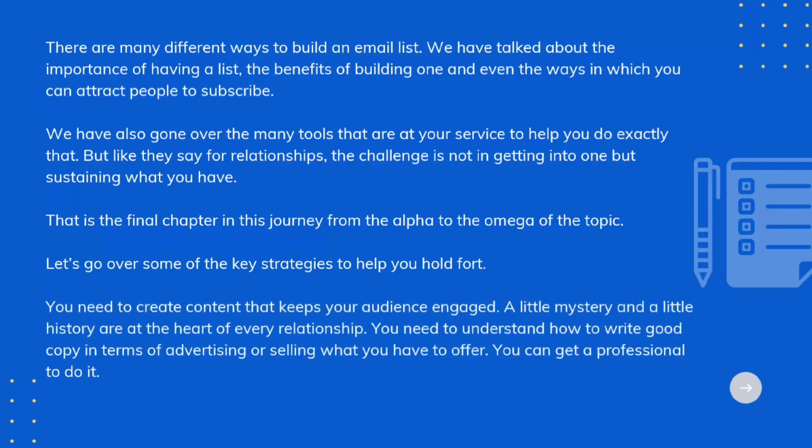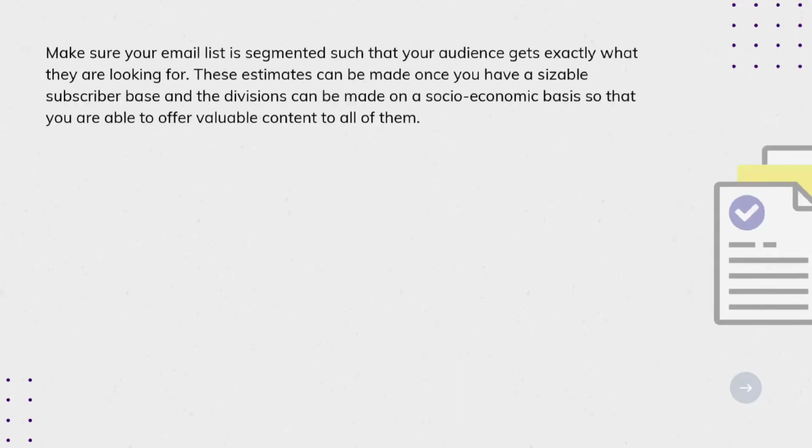You need to create content that keeps your audience engaged. A little mystery and a little history are at the heart of every relationship. You need to understand how to write good copy in terms of advertising or selling what you have to offer. You can get a professional to do it. Make sure your email list is segmented such that your audience gets exactly what they are looking for. These estimates can be made once you have a sizable subscriber base, and the divisions can be made on a socioeconomic basis so that you are able to offer valuable content to all of them.